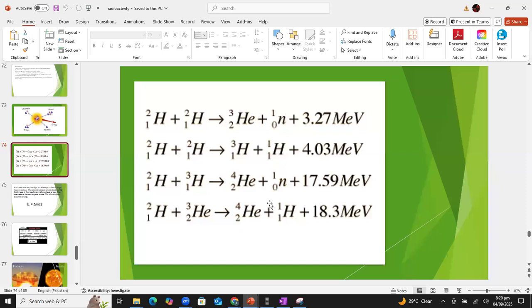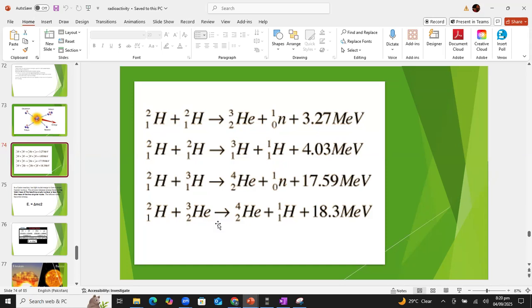Okay, so now students, you can see there are some equations which are showing nuclear fusion reactions. Every reaction is different, but in each and every reaction, you can see two lighter nuclei are fusing together to form a heavy nucleus. You can see in the first equation, these are the two isotopes of hydrogen. Both are deuterium, and they are forming the helium isotope with a release of one neutron.